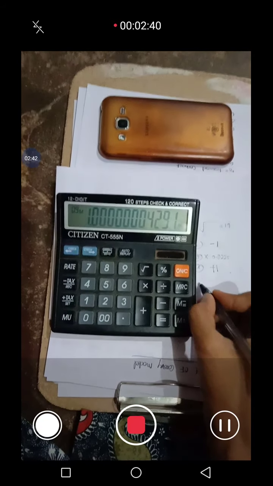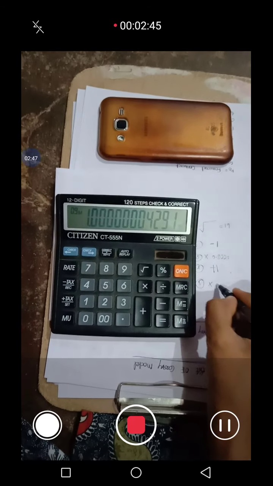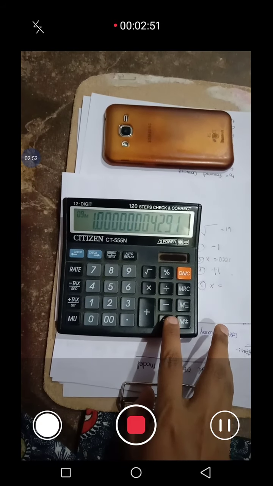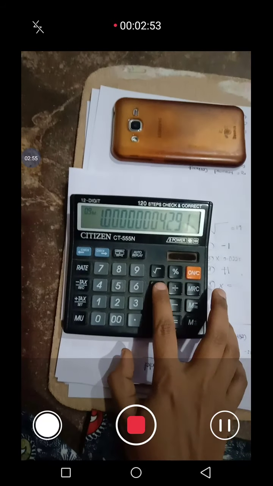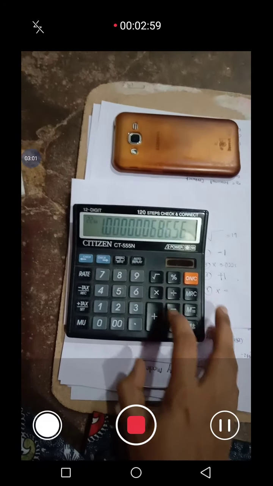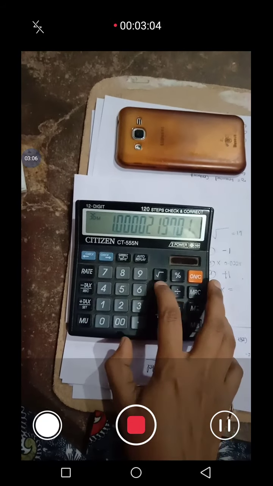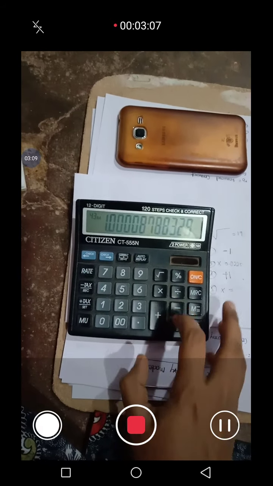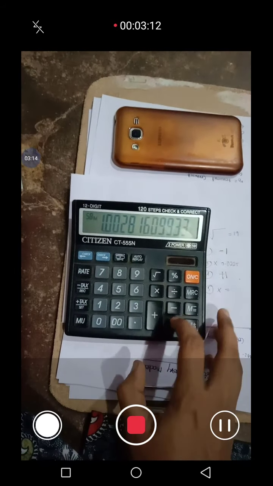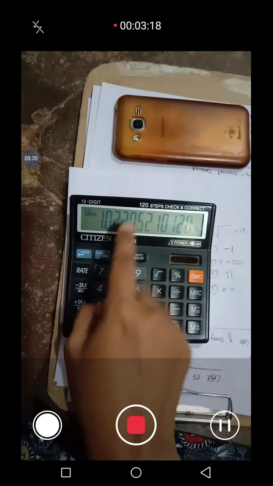The last step, the fifth step, is we have to press the multiply and equal button 19 times. We have to press this multiply button and equal button at a time for 19 times. So 1, 2, 3, 4, 5, 6, 7, 8, 9, 10, 11, 12, 13, 14, 15, 16, 17, 18 and 19. So this is the figure we are getting.